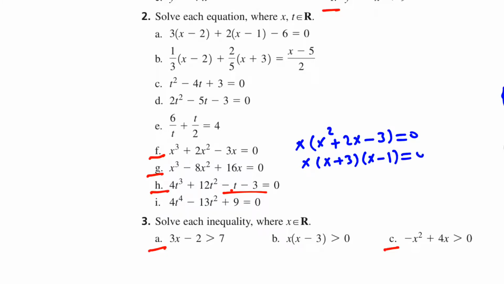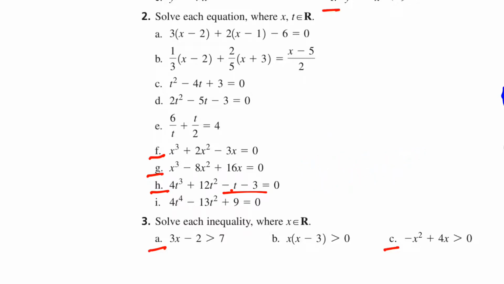Therefore, x2 plus 2x minus 3 can be broken down to x plus 3 times x minus 1. And the equation is x times x plus 3 times x minus 1 equals 0. The roots are negative 3, 0, and 1. The next question is very similar to part F. x3 minus 8x2 plus 16x equals 0.